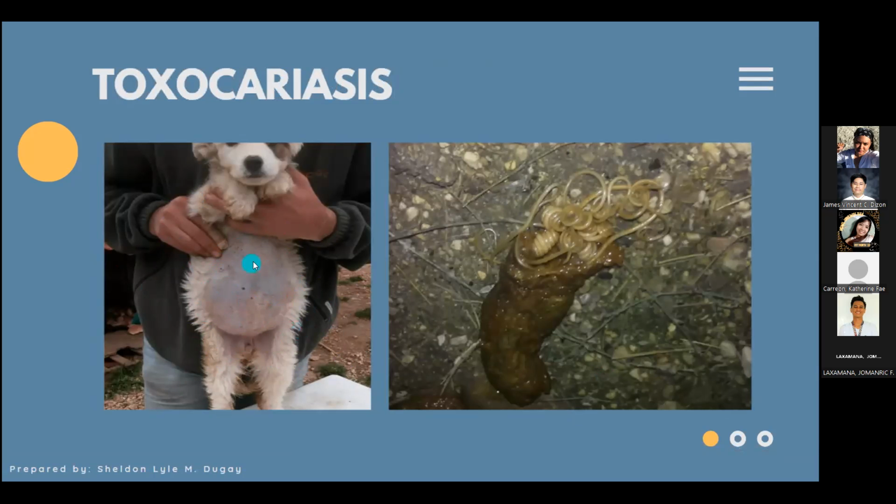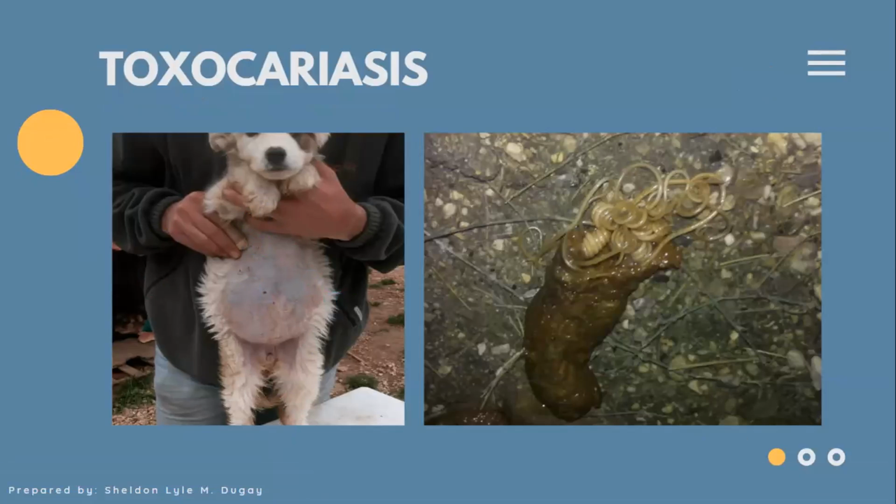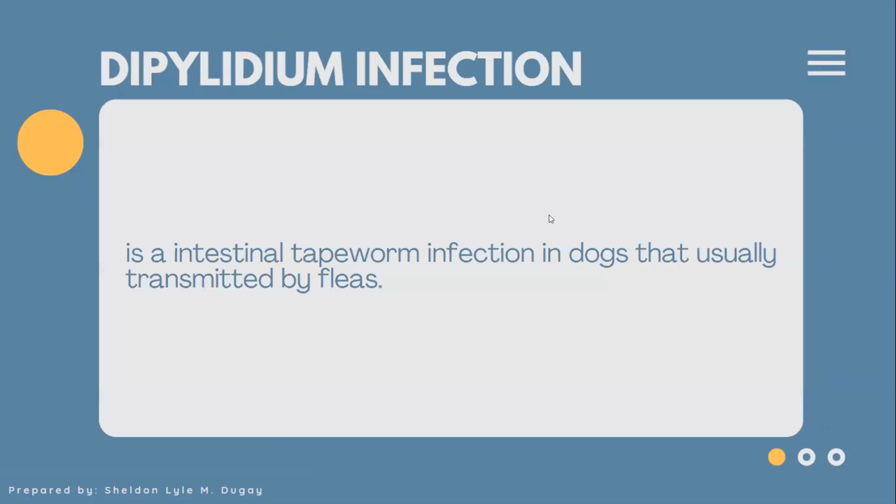magkakaroon sila ng ganito kasi yung mga Toxocara normally nasa tiyan ng aso. So kapag hindi sila na-deworm, nagiging opportunistic sila, so dumadami sila. So ito naman yung picture ng feces ng isang dog na may Toxocara infection or toxocariasis.